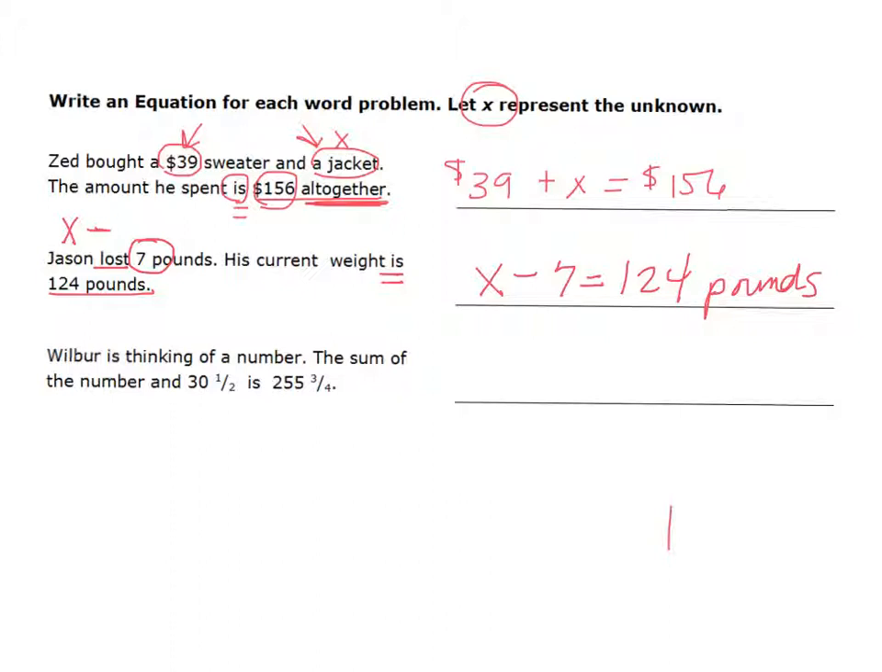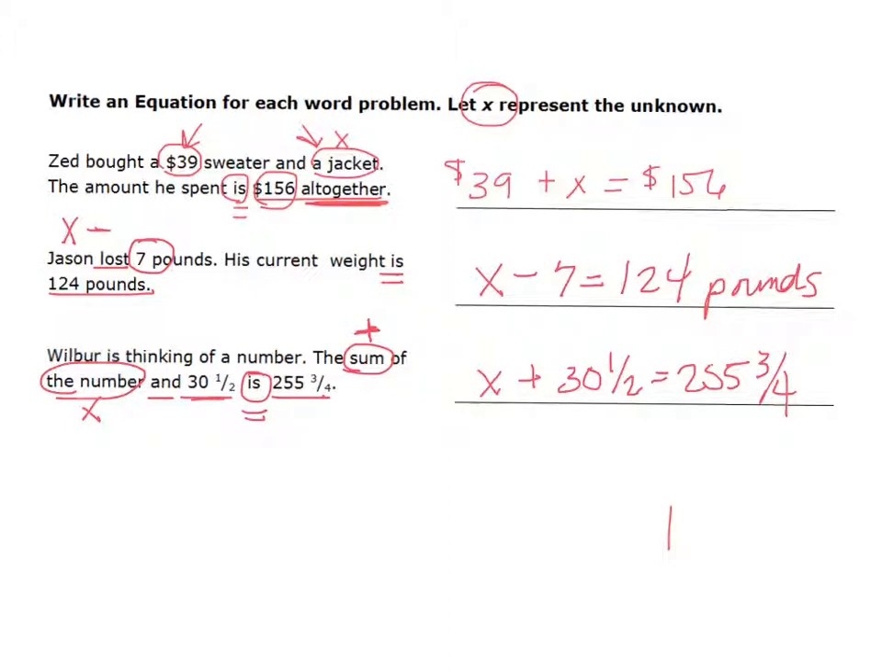Wilbur is thinking of a number. The sum of the number and, there's that linking word, 30 and 1/2 is 255 and 3/4. So we have a number there, a number here. And so what are we going to use here? X. Sum tells us we're doing addition. So x plus 30 and 1/2 equals 255 and 3/4.